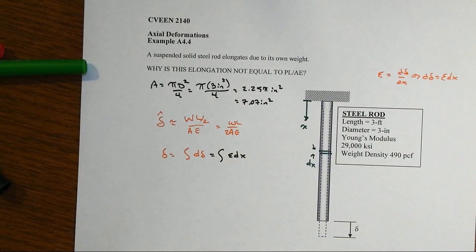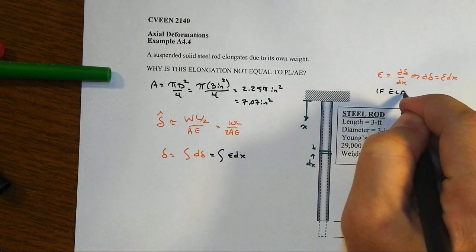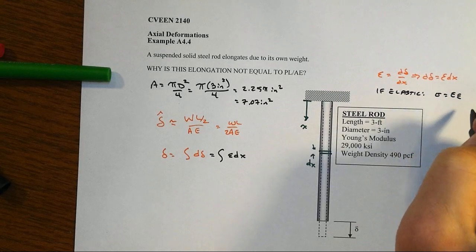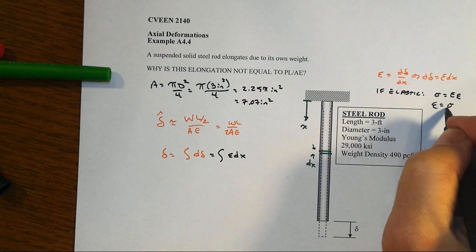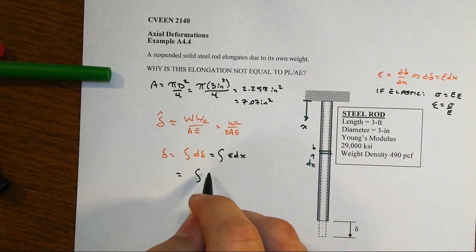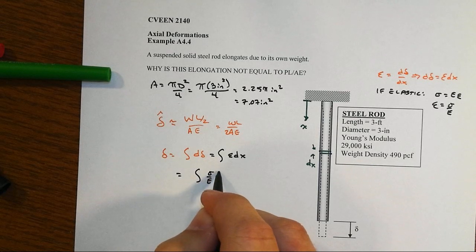And if elastic, then stress is going to be equal to E epsilon. So strain, of course, is equal to sigma over E. Right? A little glimmer of interesting hope here. So that's sigma over E times dx.